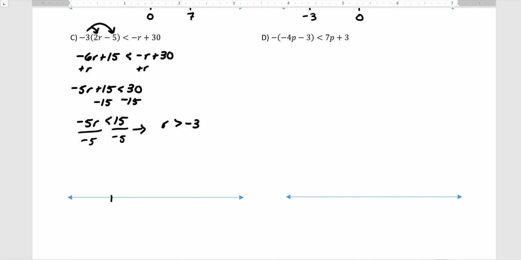R is greater than negative 3. So I'm going to plot negative 3 there. I'll plot 0 here. If r is greater than negative 3, I'll have an open circle above negative 3, and greater than would be going to the right there. In interval notation, soft bracket negative 3 all the way to infinity. There we go. Questions? Awesome.